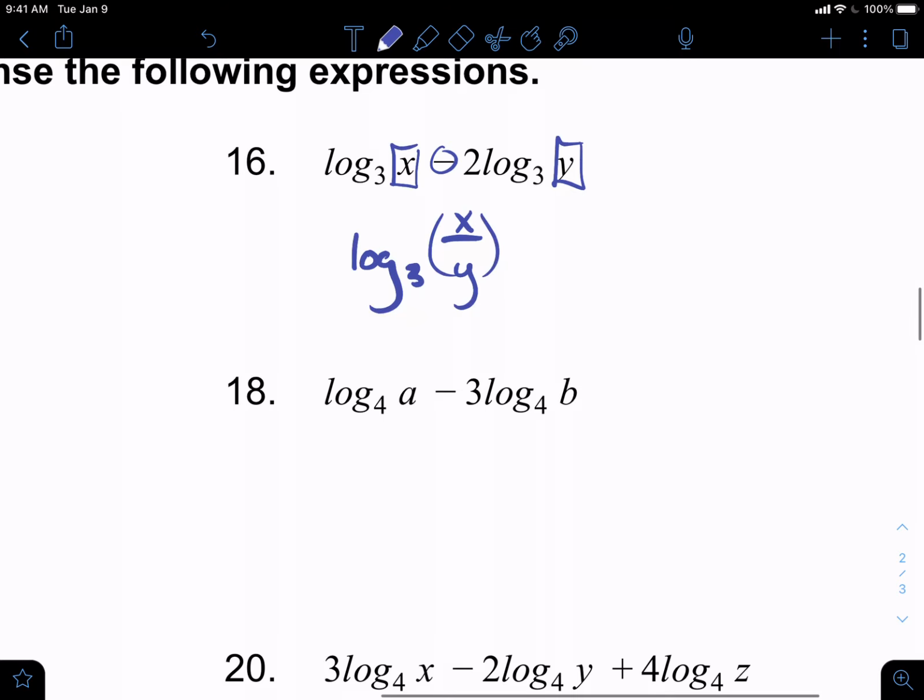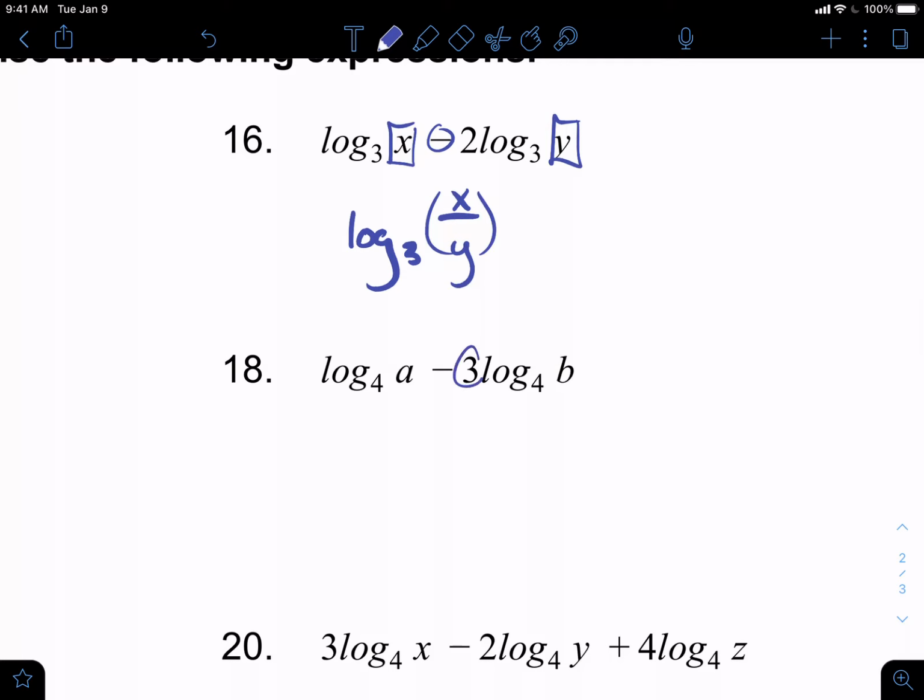Looking at the next problem, number 18, one of the first differences we see is this coefficient of 3. That's an exponent. So we're going to put that back up top and make that b to the third. At this point, we again see subtraction, so we want to divide. So we're going to have log base 4 of a over b to the third. And again, that's a quantity, so I like to leave that in parentheses.